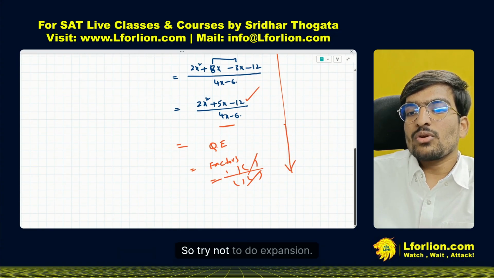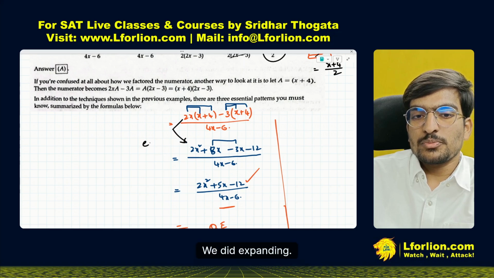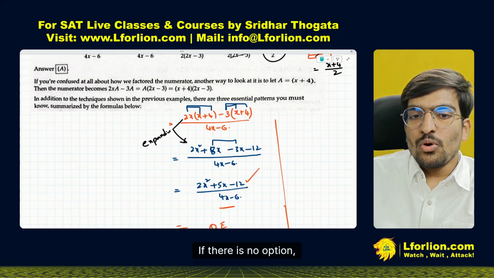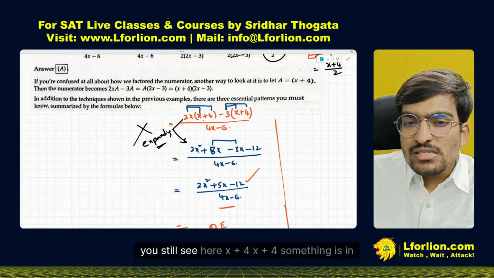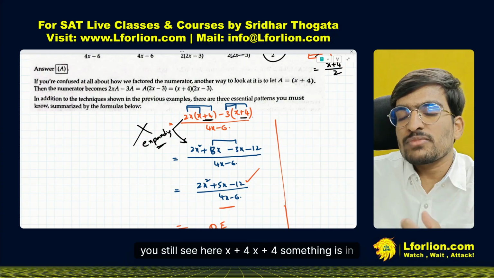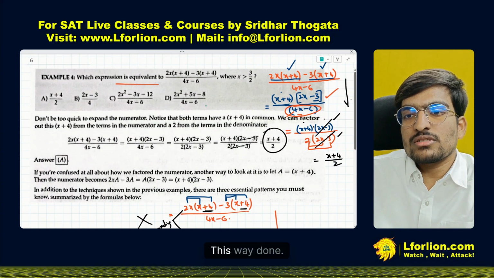So try not to do expansion. Don't go for expanding things. You see, this is what we are doing. We did expanding. If there is no option, then you have to go for this. Otherwise, no. You still see here x plus 4, x plus 4, something is in common. Take that out. Try to do steps in a smaller version this way.